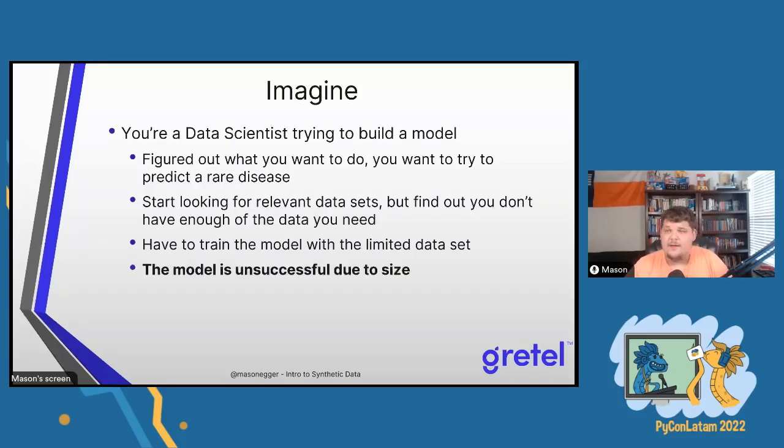It's all you have. What that ends up leading to is your model is unsuccessful due to the size of the data. You just didn't have enough data to go through with it. The model isn't very representative. It's not accurately predicting stuff. So you don't really have much more you can do. You've kind of hit a dead end.